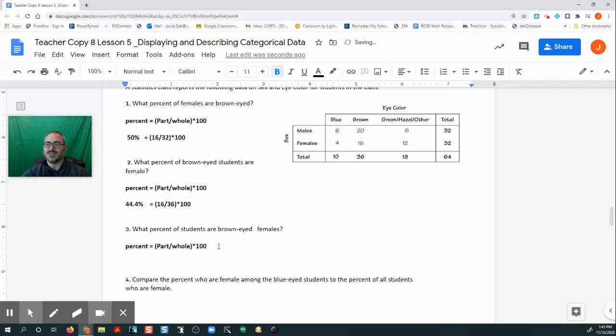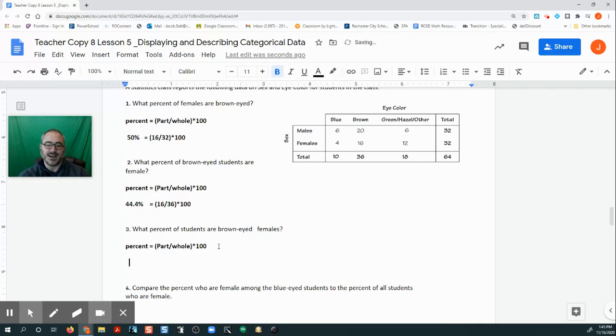So of students tells me that my whole is going to be students as a whole, right? That's my big number. That's my 64. So I've got something divided by 64, and then times that by 100. It's going to give me the percent.